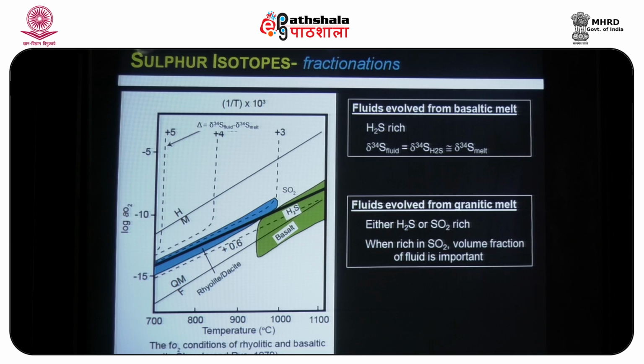However, if the volume of that fluid is low, then the sulfur occurring in the melt will not be completely transferred to the fluid, and therefore, there will be a strong fractionation between the sulfur dioxide present in the fluid and the HS minus in the melt. So, the SO2 in that case will be enriched in heavier isotope. So, the delta 34S of sulfur dioxide will be higher than the delta 34S of H2S or HS minus in the melt.